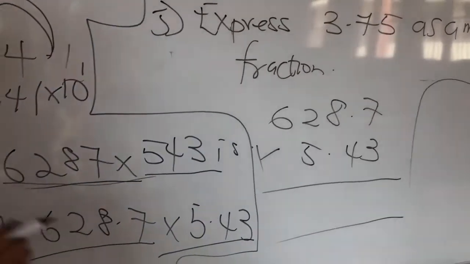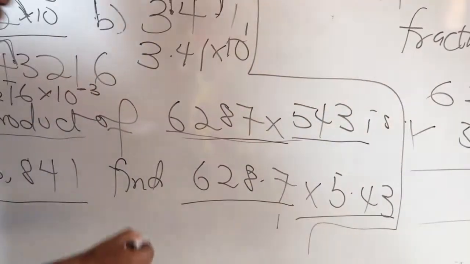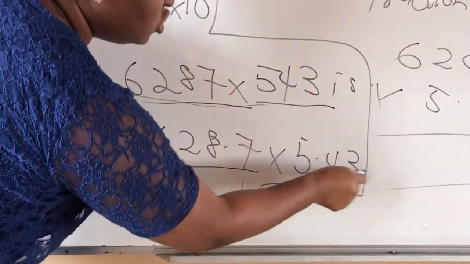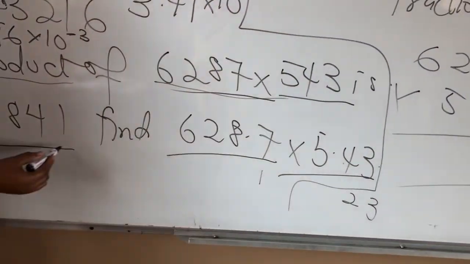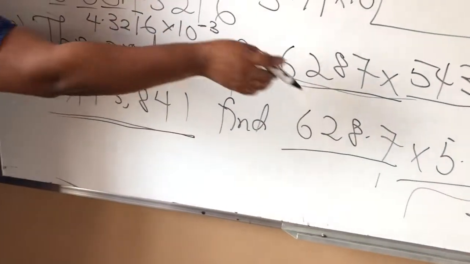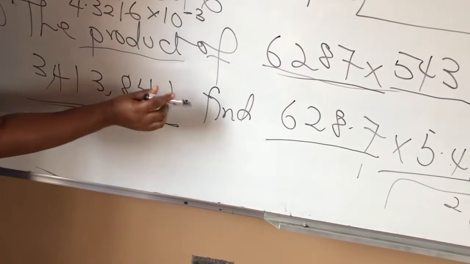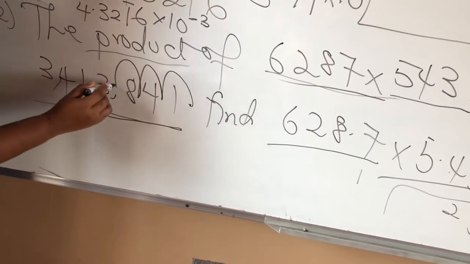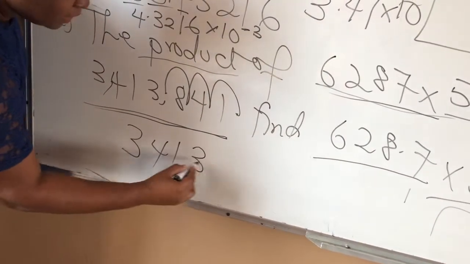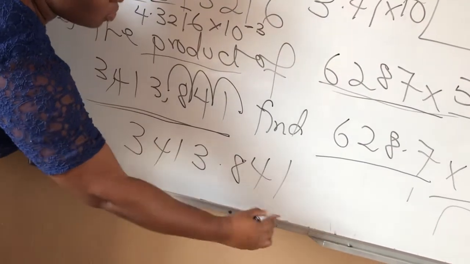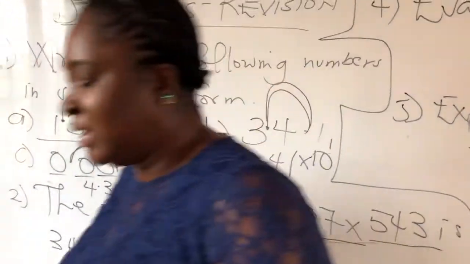All you have to do is count the number of decimal places in each of them. How many decimal places do we have here? 1. How many decimal places do we have here? 2. So 1 and 2, you have 3 decimal places. So just come to the product they have already given you and move your decimal point 3 times. The decimal point is always originally here. So 1, 2, 3. This is your answer, 3,413.841. Do you see how simple it is? So please note this one because you are all making that mistake.